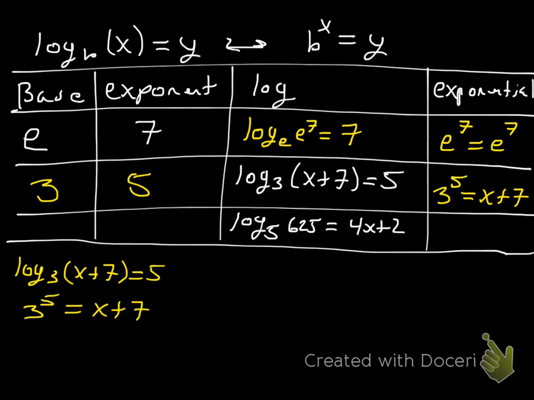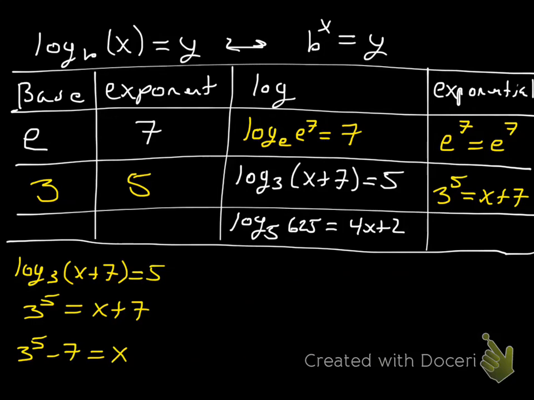So we'll subtract 7 from both sides. And whatever 3 to the fifth is, I don't remember, I think it's like 729 or something along those lines. And then subtract 7, that's going to be your x. So you can go ahead and crunch those numbers if you want a definitive answer instead of 3 to the fifth minus 7. Alright. Now let's look at that next one.